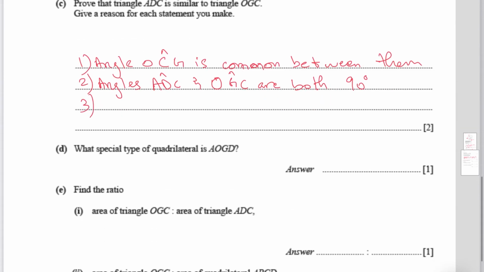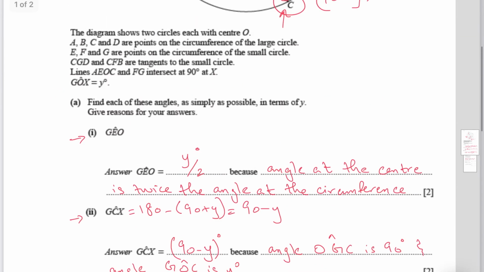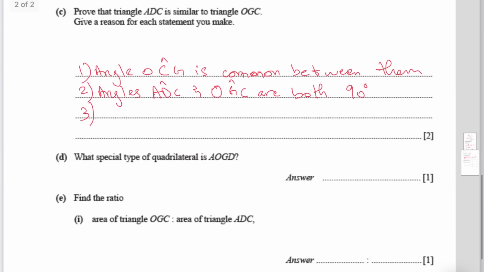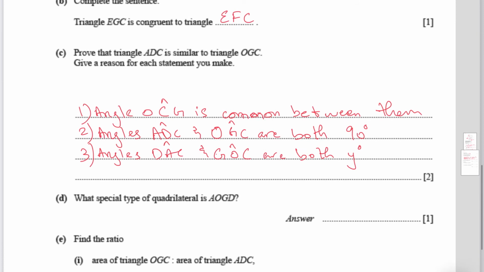The third statement that you can make is that angle DAC, this one, and angle GOC, this one, is the same. So angles DAC and GOC, sorry, I was about to write C, but then I wrote G. I don't know what's wrong with me today. GOC are both y degrees. So even though this is a 2-mark question, if you give 3 statements, that's more than enough.